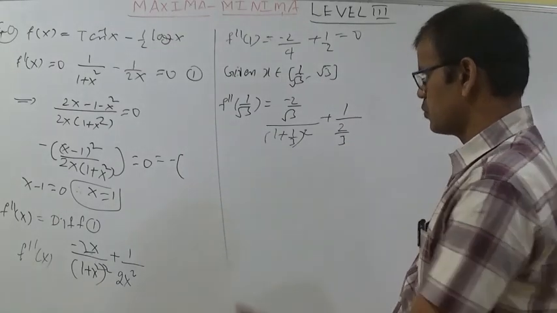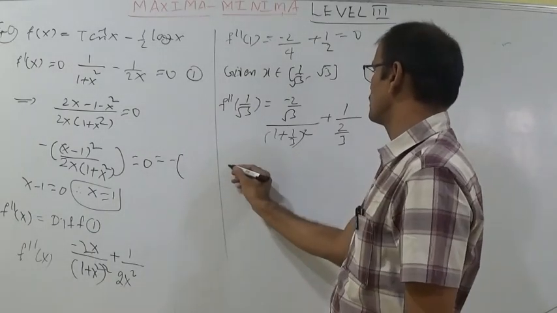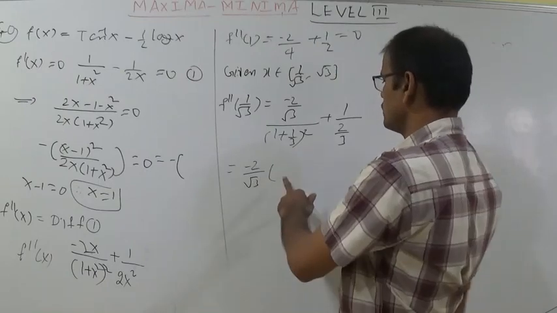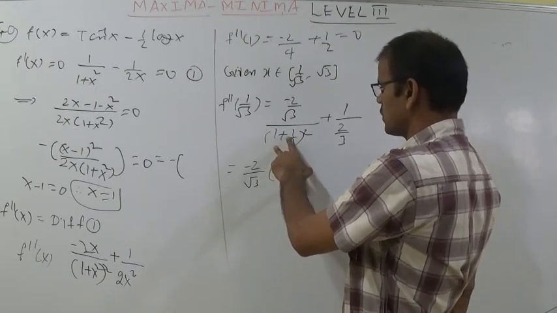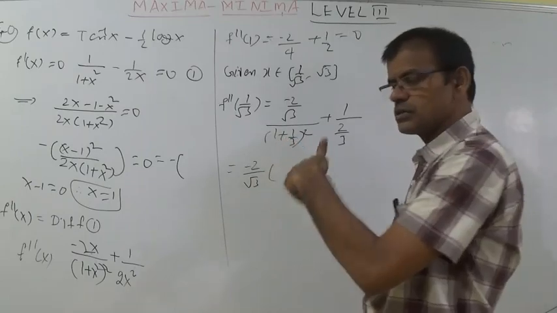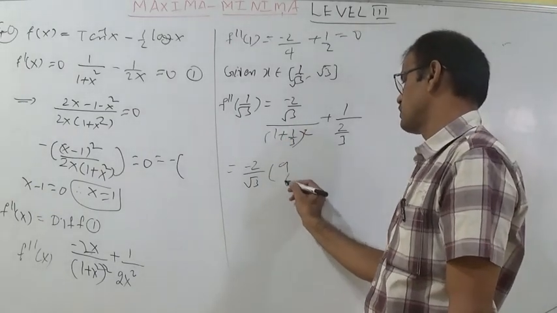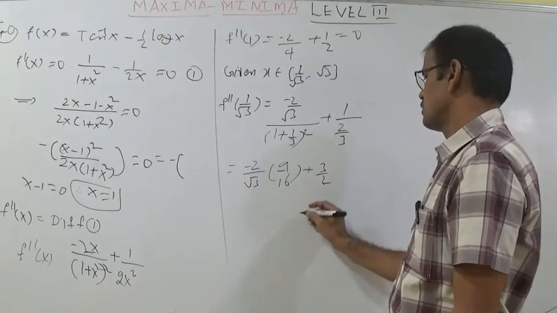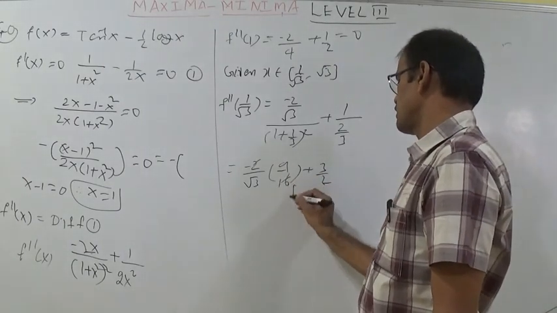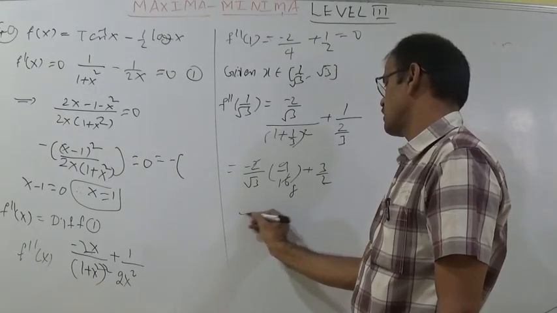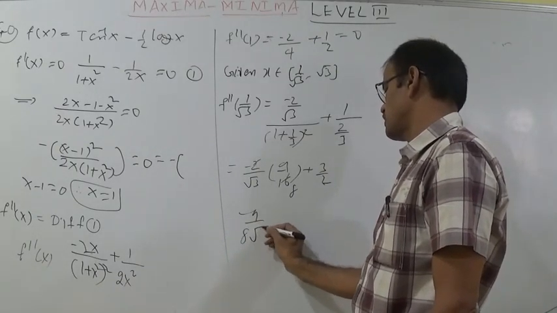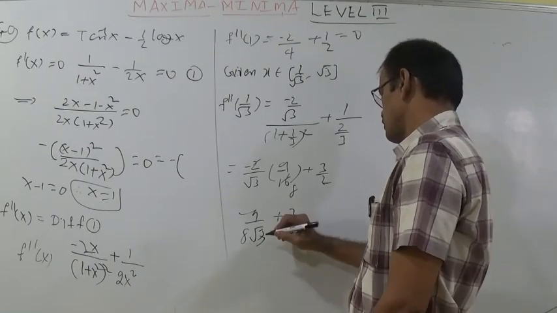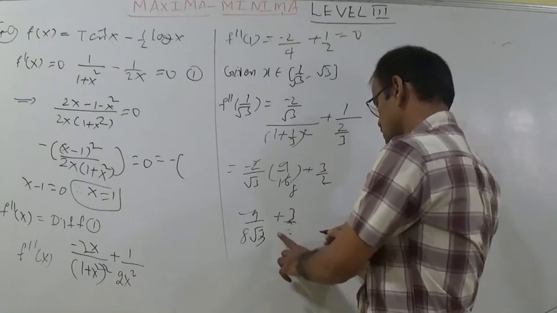Here you can write minus 2 by root 3 into the denominator, 1 plus 1 by 3 is 4 by 3, 4 by 3 whole square is 16 by 9. If we put the reverse, 9 by 16, plus 3 by 2. The 2 gets cancelled, 8 times, giving minus 9 by 8 root 3 plus 3 by 2.